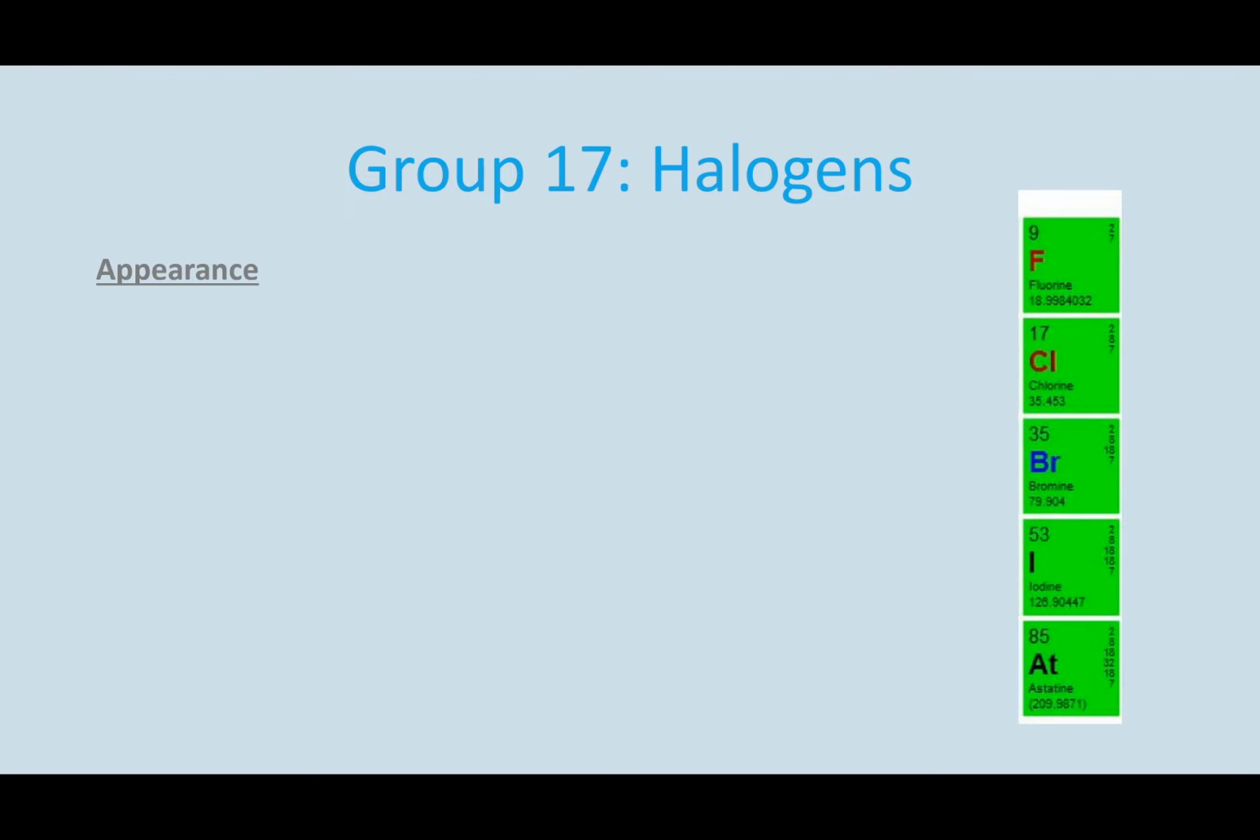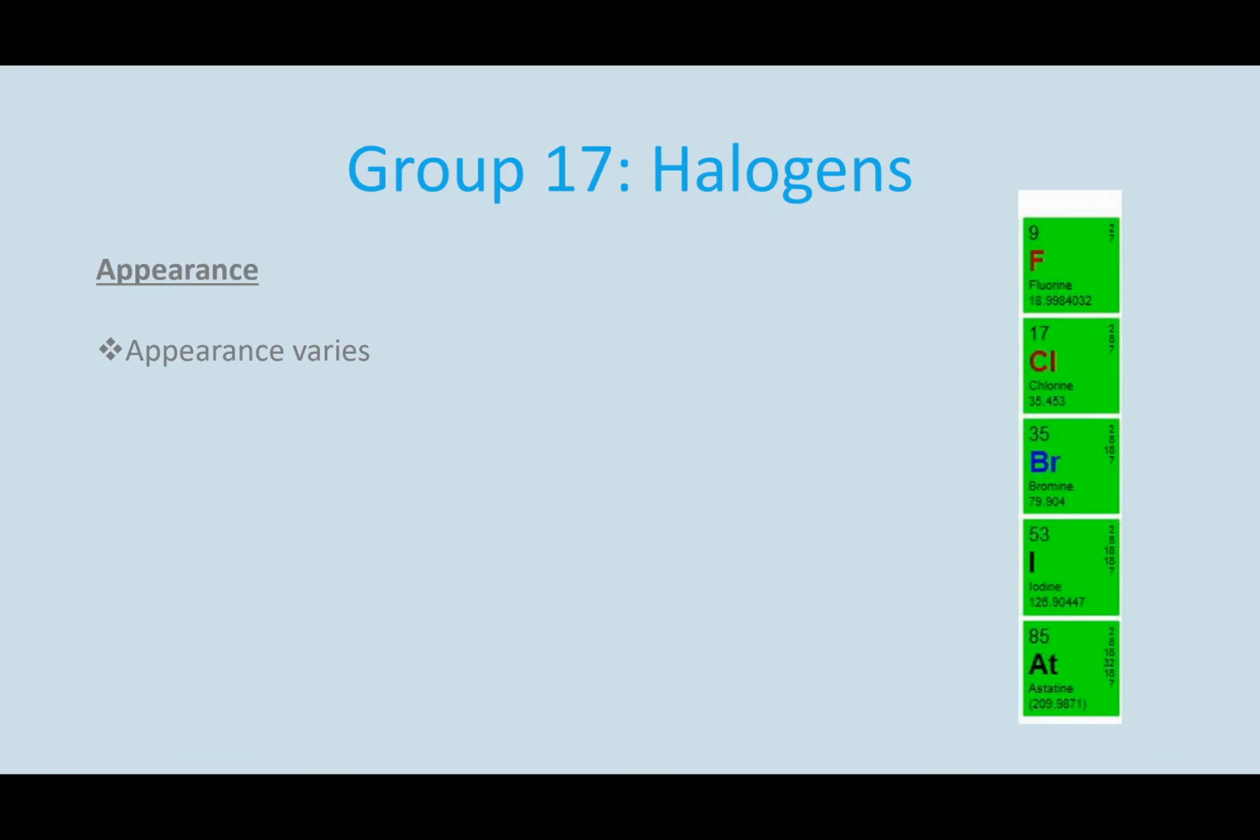Group 17 are halogens. So now we're moving all the way over to the right side. We're looking at the halogens in the 17th group: fluorine, chlorine, bromine, iodine, and astatine. Again, we're only looking at the first 20 elements in total, so we're really focusing on fluorine and chlorine in this case.